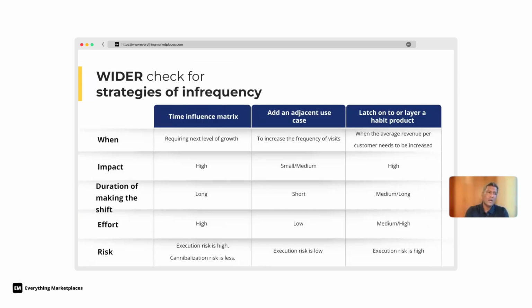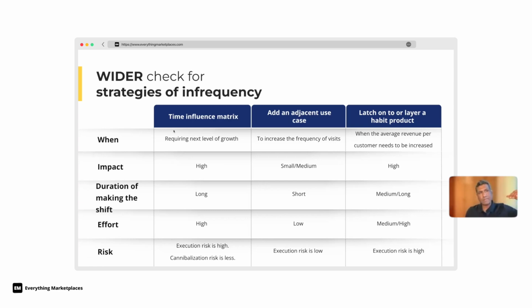All right. It's easier said than done most often when we read these strategies and go back to the real world. There's a kind of reality check. So here's what I call WIDER, a quick way of checking where, when, and how we should use this. WIDER stands for: when should we use this? What is the impact? What's the duration of making this shift? What's the effort and the risk?